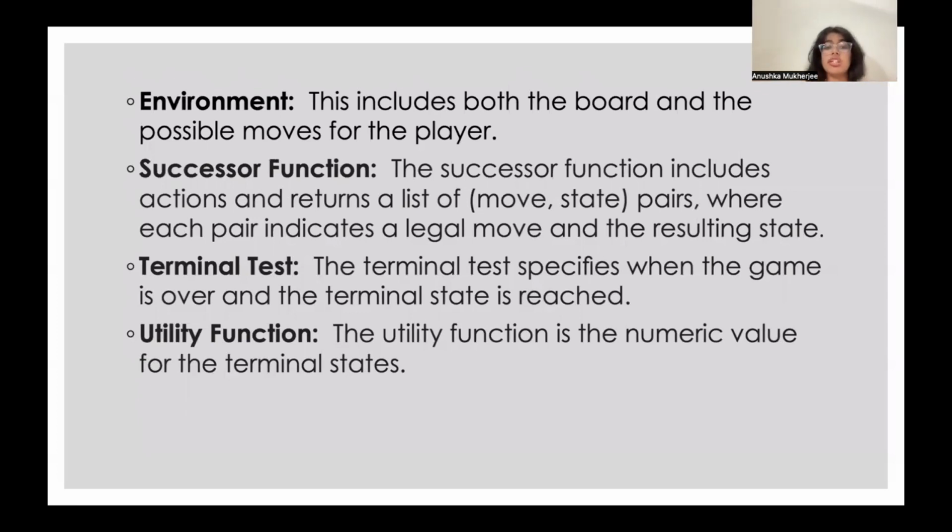Then you have something called a terminal test. The terminal test specifies when the game is over and the terminal state has been reached. In our example, it is the case of checkmate. Here, the terminal condition has ended, and the final result is whether you have won, the opponent has won, or there has been a draw. Utility function. The utility function is the numeric value for the terminal states. These terminal states have numerical values. For example, 1 indicates that the user has won, and 0 indicates that the user has lost.